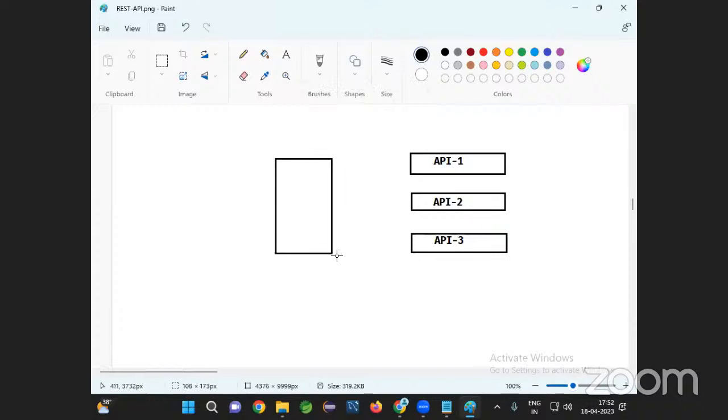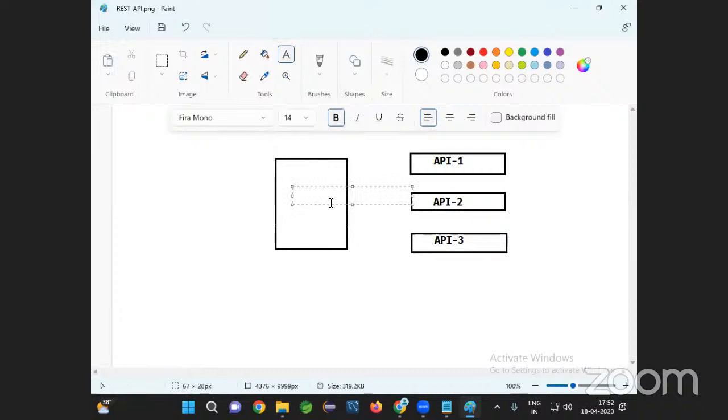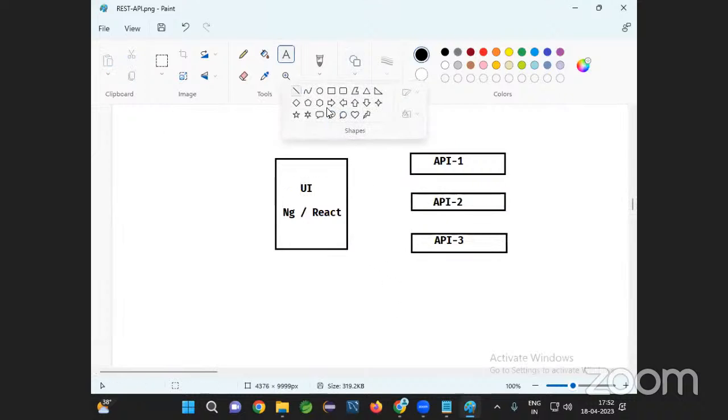Now here, a front end will be available. A UI application will be available. That UI application can be built with Angular or React. Most of the applications will use either Angular or React for the front end. Now this UI application can communicate with API 1, with API 2, and with API 3. How will the communication happen?